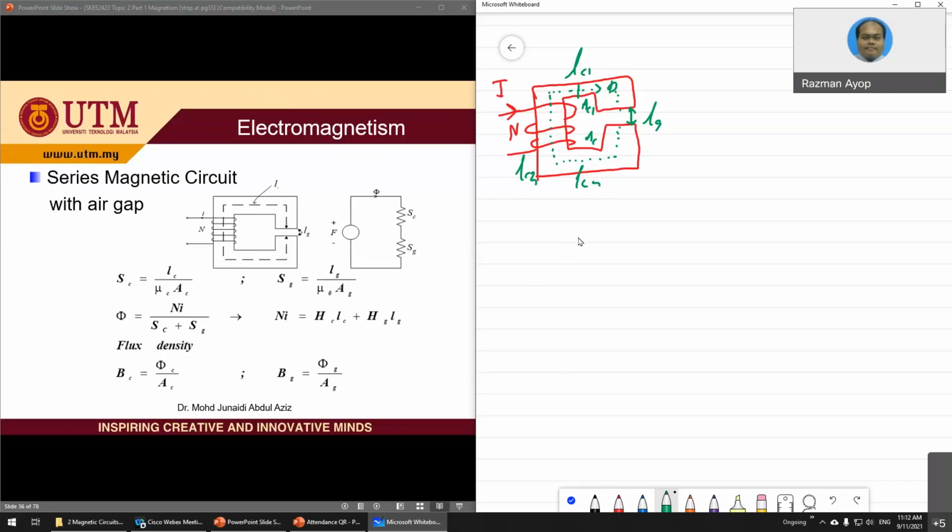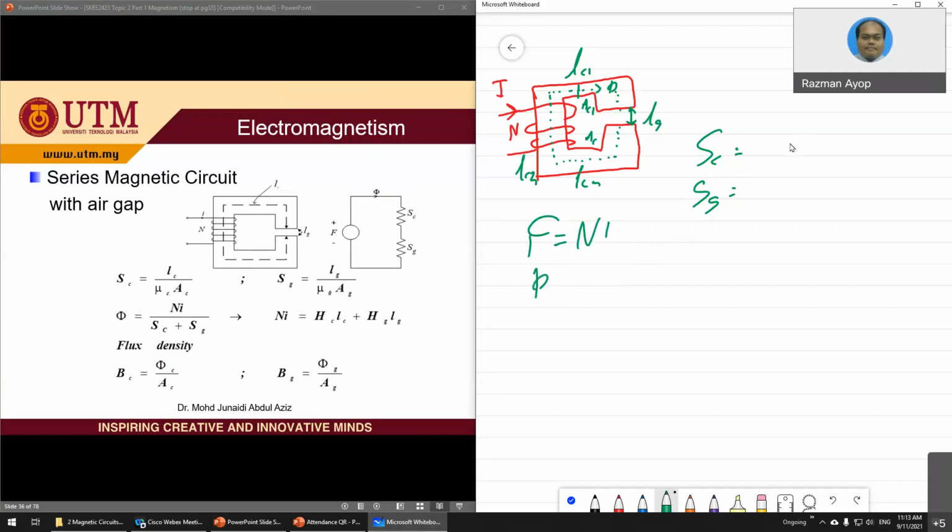Remember, when you do the electrical part, you have to find the resistance first, and then you can get the current. So if you look here, you have a core here. SC is the reluctance for the core, and SG is the reluctance for the gap. So you have Ni as the magnetomotive force, F is equal to Ni.